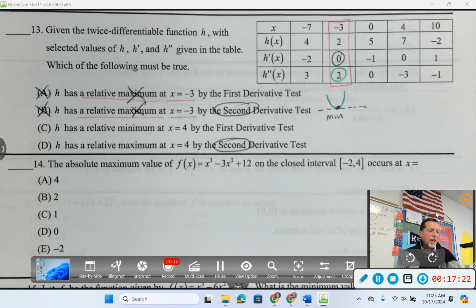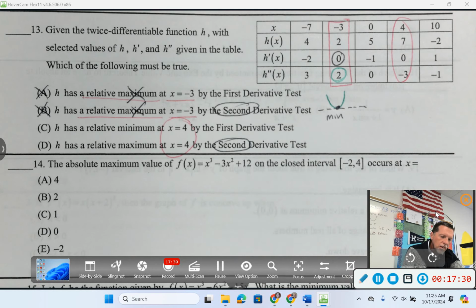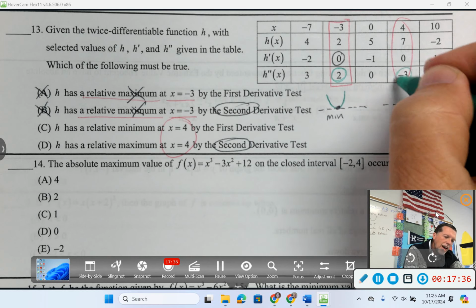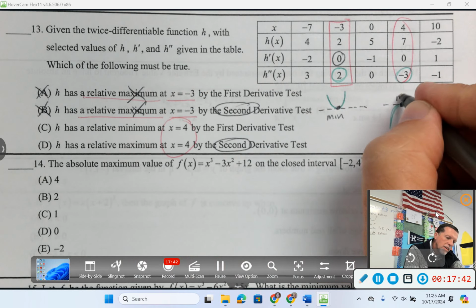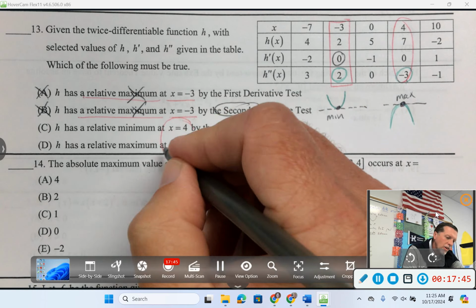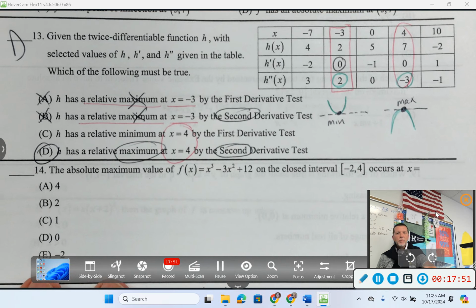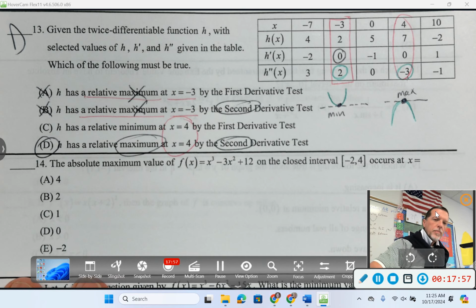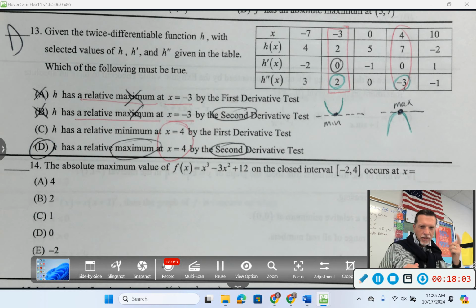Well, no, I think it's going to have to be D. Let's make sure though. At 4, similar process here. The slope is 0. The concavity is negative. So that's a maximum. And we found that out by looking at the second derivative. So there's a maximum at 4 by the second derivative test. Okay, that was lots of good reminders about what the first derivative tells us, what the second derivative tells us.